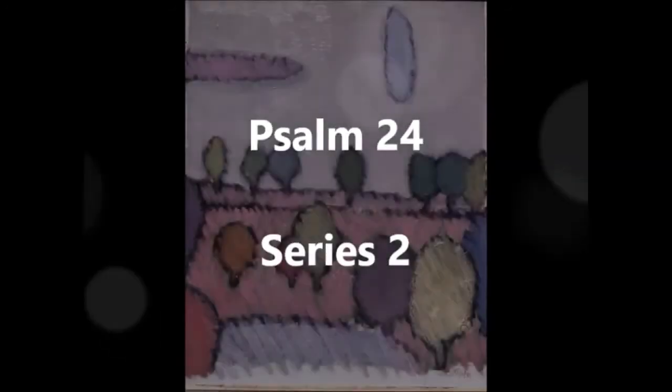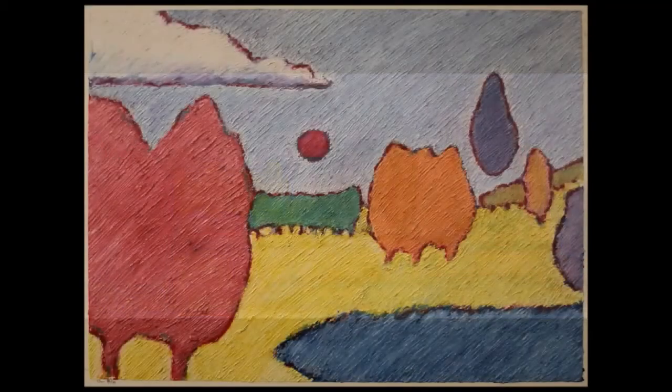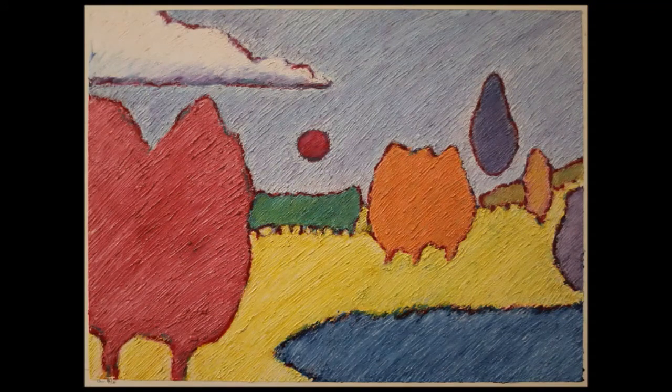Psalm 24 series. This series of artworks is dedicated to proclaiming that all creation belongs to God. Psalm 24 declares that the heavens, earth, and all creation belongs to God. Psalm 24:1, a Psalm of David. The earth is the Lord's, and the fullness thereof, the world, and they that dwell therein. Psalm 24:2. For he hath founded it upon the seas, and established it upon the floods. Psalm 24:3. Who shall ascend into the hill of the Lord? Or who shall stand in his holy place?